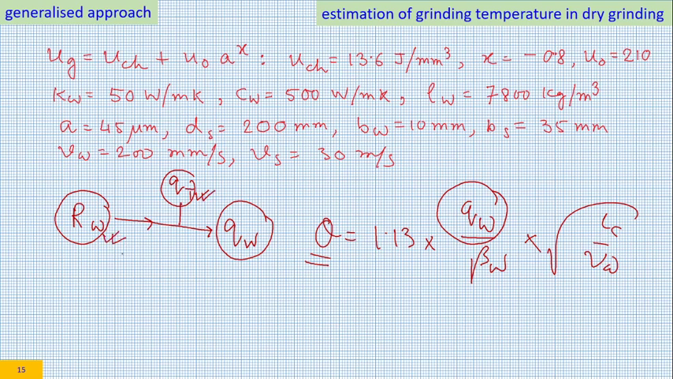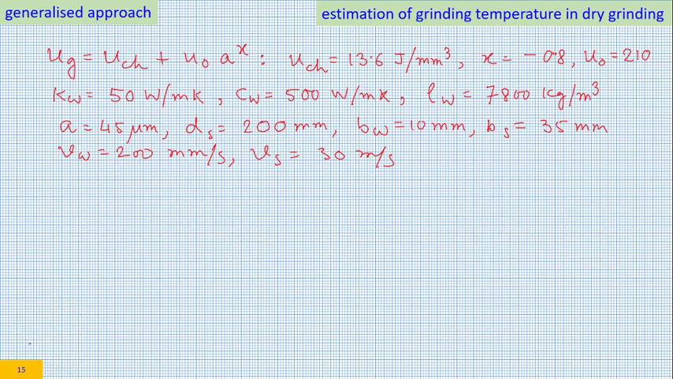Till now we have calculated RW using Malkin's approach. Now we are going to do the generalized approach. The problem statement remains the same, the problem statement does not change. So let us see how we can do the generalized approach.